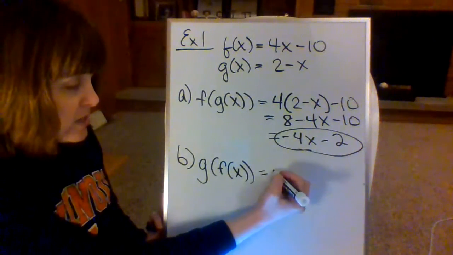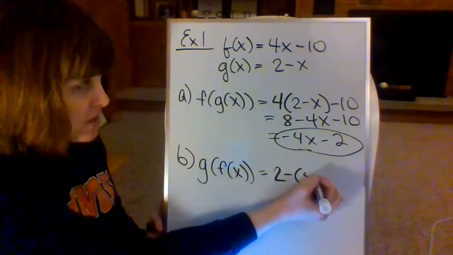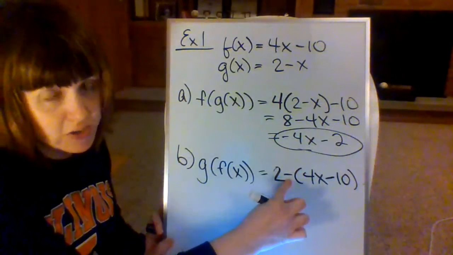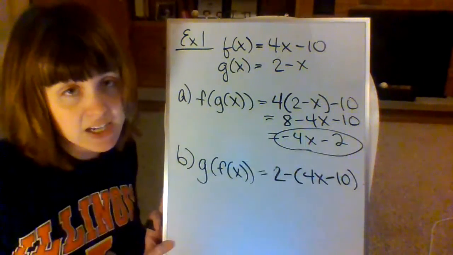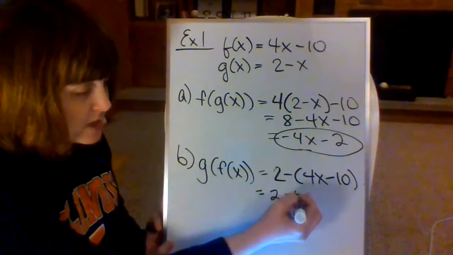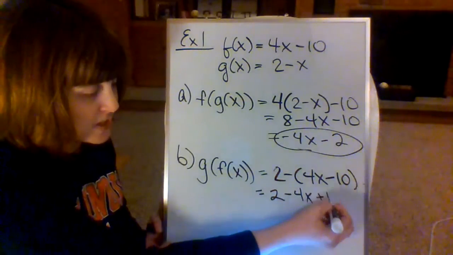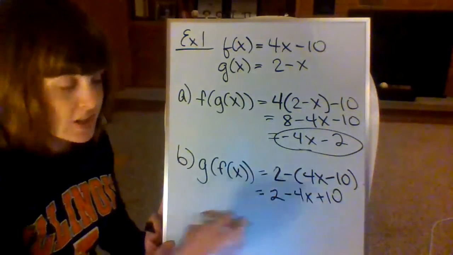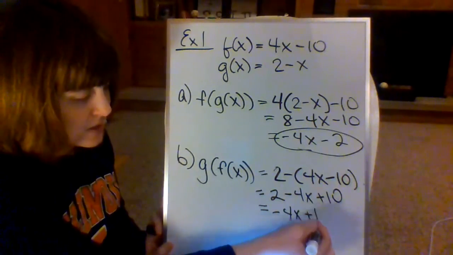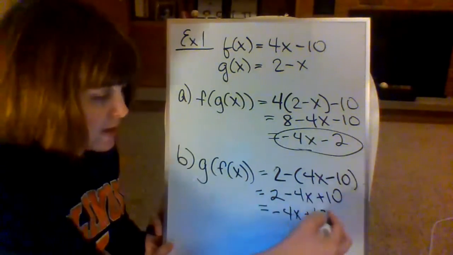So it's going to say 2 minus 4x minus 10. Now this minus here goes to 4x and the negative 10. So what's going to happen is we're going to have 2 minus 4x plus 10. So it's going to say negative 4x plus 12. And that's it.